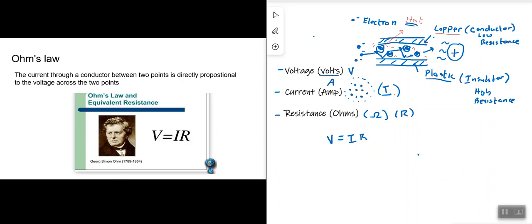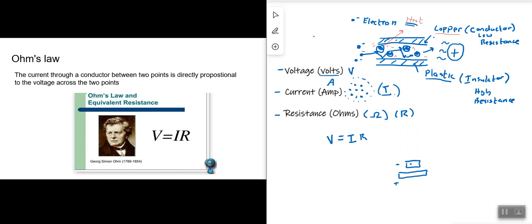So let's look at a simple circuit. In a circuit you have a battery. So you can think about a battery. It has a negative terminal, so imagine this is the negative terminal, and then it has a positive terminal. This is the positive terminal here.